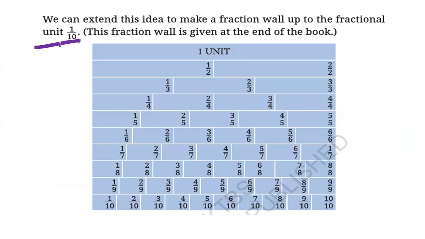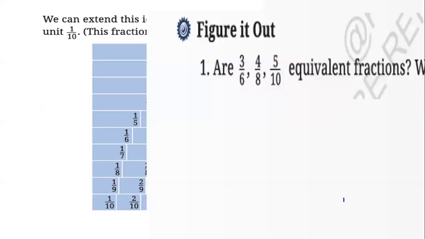Next, we can extend this idea to make a fraction wall up to the fractional unit 1 by 10. This fraction wall is given at the end of the book. 1 unit, dividing this 1 unit into 2 equal parts, 3, 4, 5, 6, 7, 8, 9, 10 equal parts. 10 by 10 is 1.